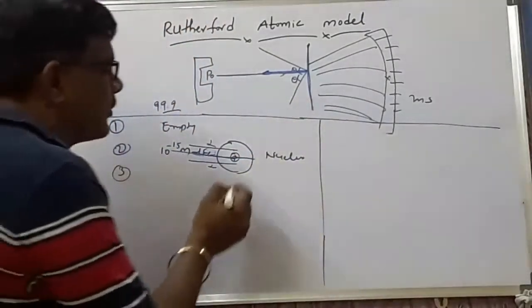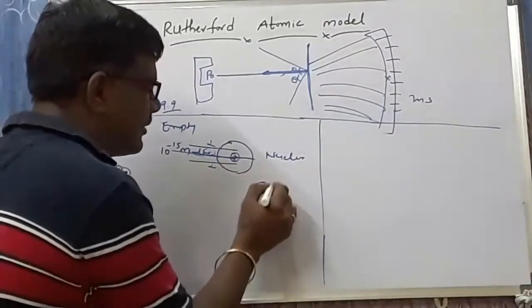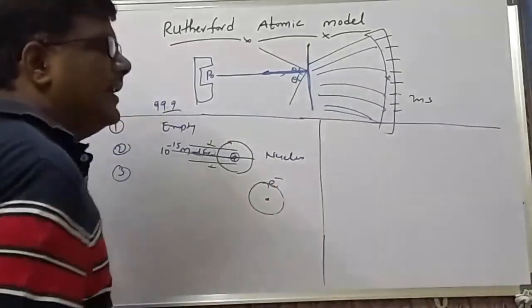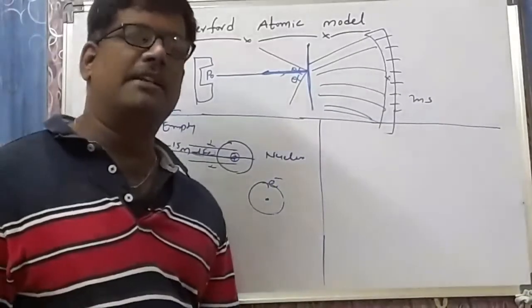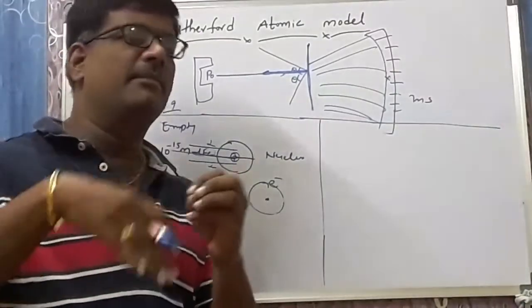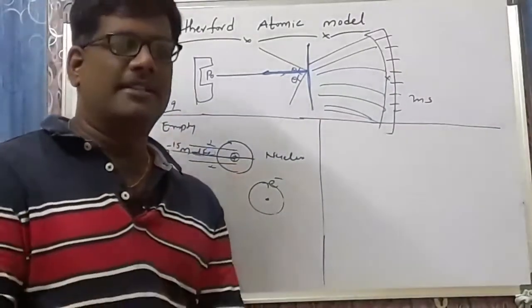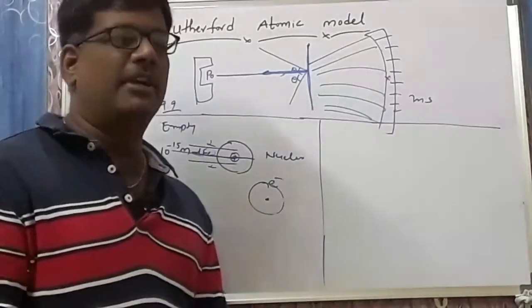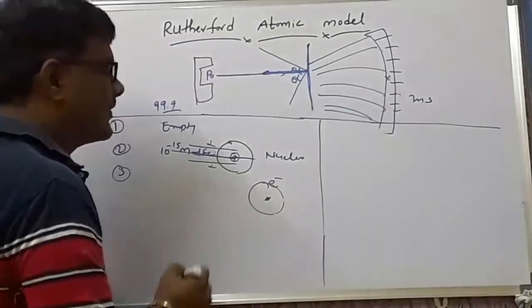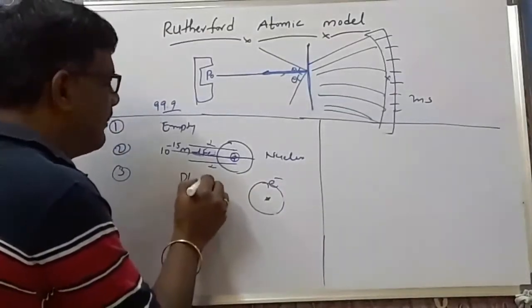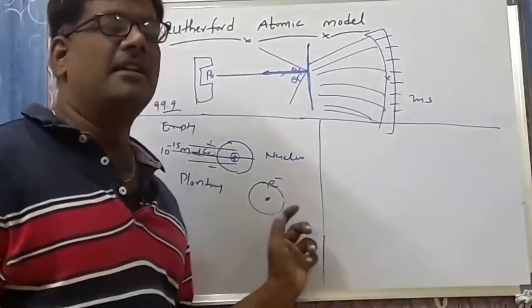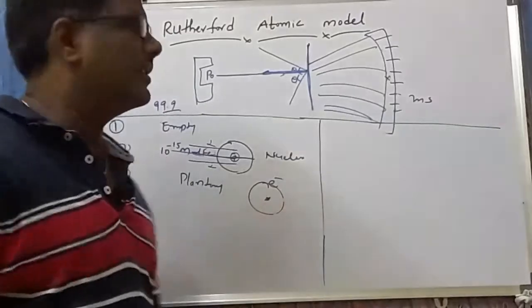Third point. He says that the electron rotates around the nucleus in a circular manner. It closely resembles planetary motion, because the sun is the center point and the remaining planets revolve around the sun in a circular manner. In the same manner, the electron also rotates around the nucleus in a circular manner. That's why this model is also called the planetary model. So these are the explanations for his observations.